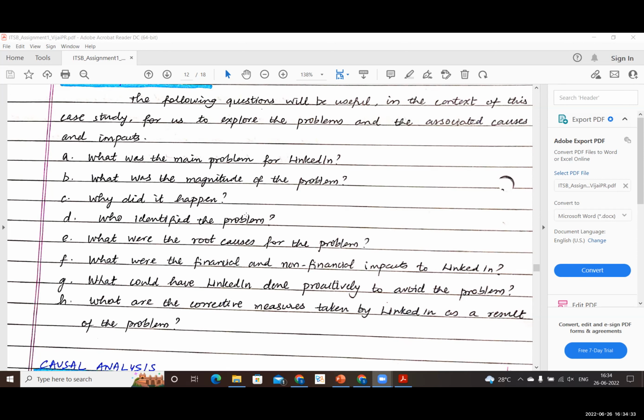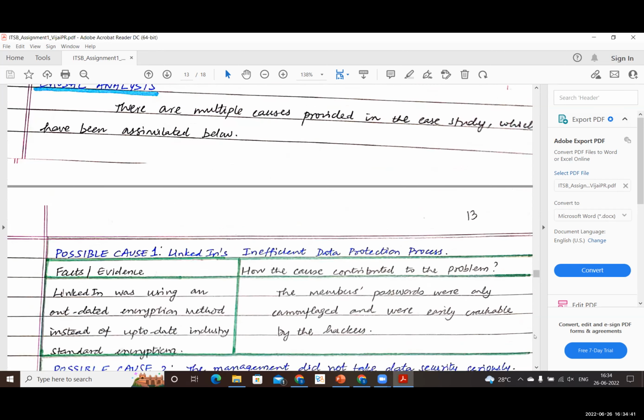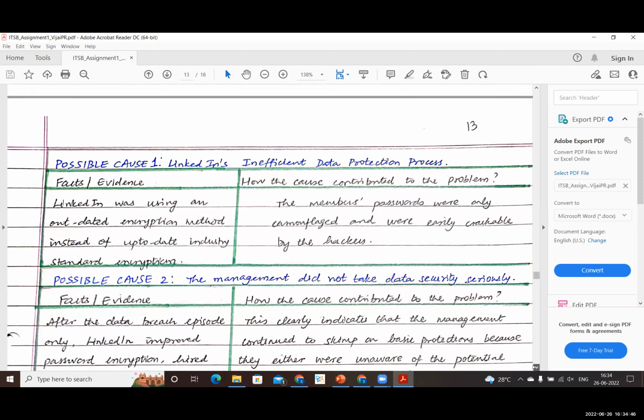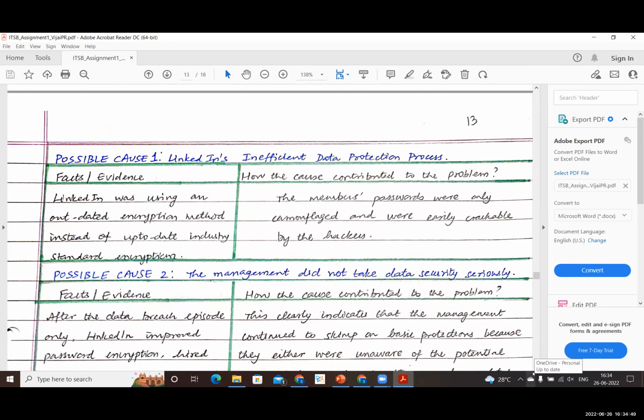Again, I'm not sure about the possible causes. The evidence is that LinkedIn was using an outdated encryption method instead of up-to-date industry encryption. This comes in a very small part of the case actually, spread with nonce. So he identified that as the main thing, right? So how did the cause contribute to the problem? The member passwords were only camouflaged and were easily detected.